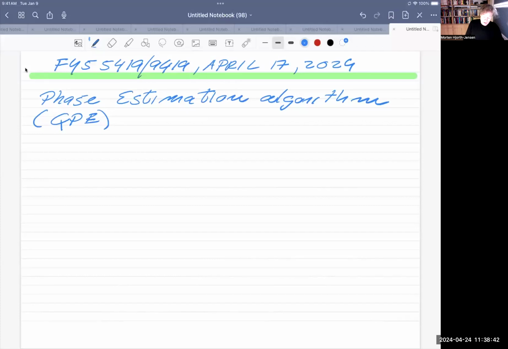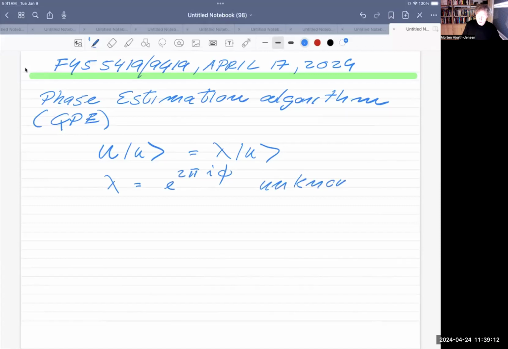So suppose now that you have a unitary operator, and this unitary operator has a set of eigenvectors and eigenvalues. So assume now that you have this operator and that it acts on an eigenvector. And since this is a unitary operator, it has an eigenvalue, which we write like lambda times this vector u. And this lambda is now given by e to the power of 2 pi i times phi. And phi is this unknown phase, which we are going to estimate using this phase estimation algorithm, or the quantum phase estimation algorithm, shortened to the QPE algorithm.